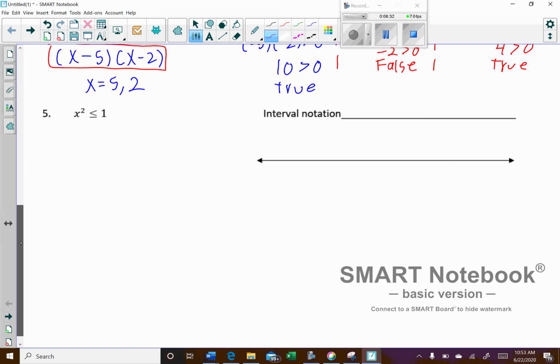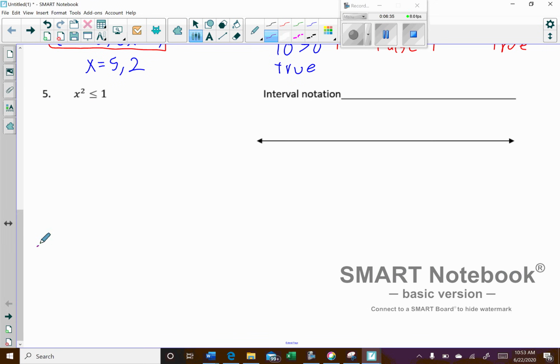So let's look at number 5. Okay, so on number 5, well, first of all, this is something we haven't seen yet. You want to go ahead and set it equal to 0 if it's not. That just makes the process a lot easier. So x squared minus 1 is less than or equal to 0. So I basically subtracted 1 from both sides. So what we're trying to do here, if you're kind of thinking of a graph, so you're going to plug in x and you want the results to be less than or equal to 0. You basically want y to be less than or equal to 0. That's kind of what we're looking for if you were kind of thinking of this as a graph, okay?